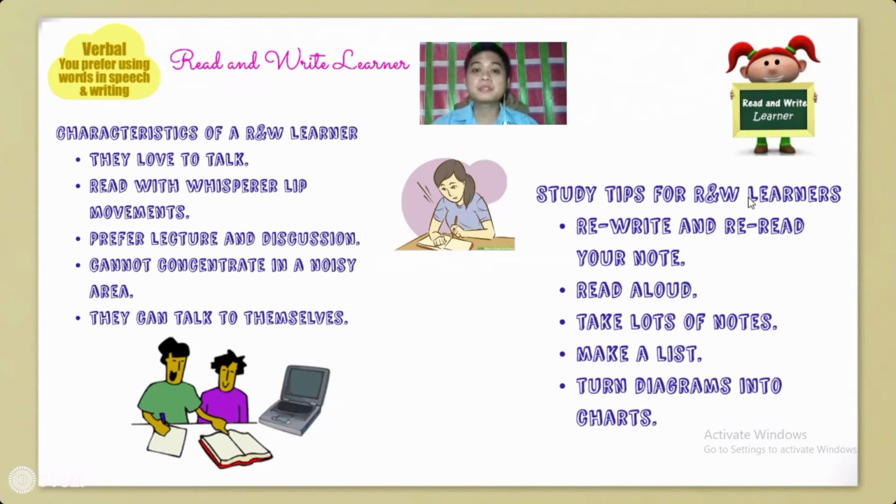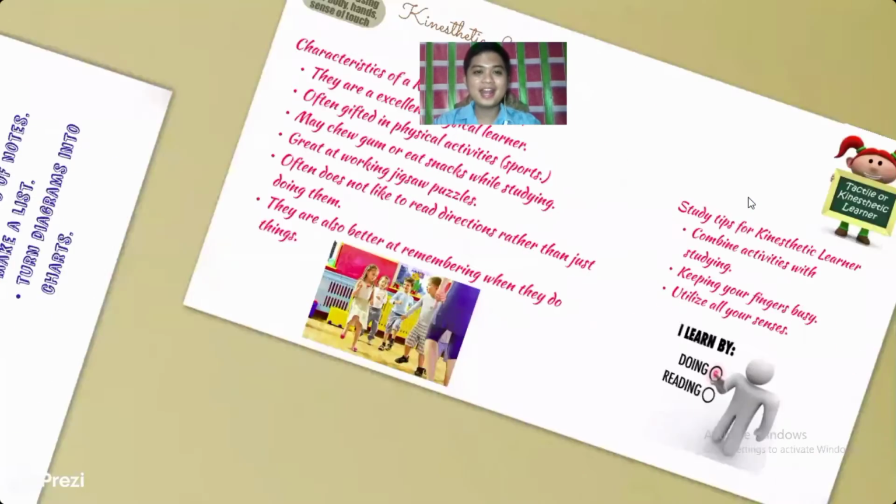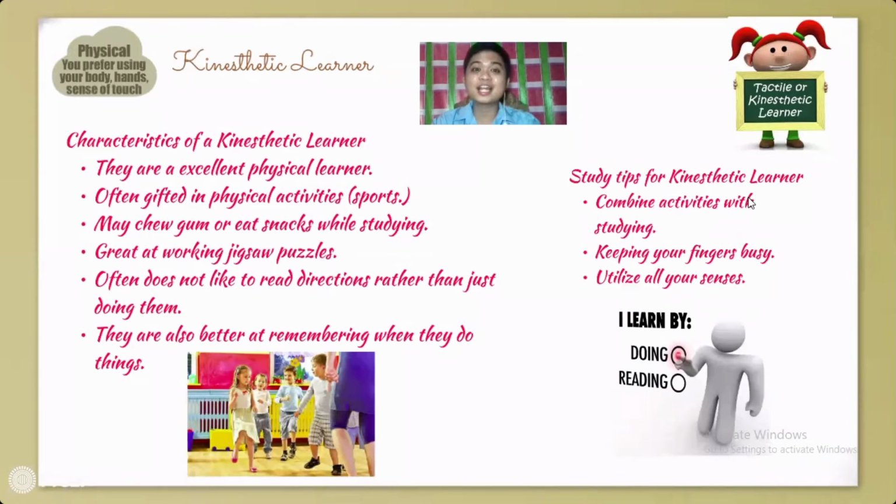They turn diagrams into charts. And the fourth one is the kinesthetic learners. Well, they are excellent physical learners. They are often gifted in physical activities, and mostly they are athletes. They're very sporty, and they may chew gum or eat snacks while studying. So when you see people who are studying in the canteen, those are kinesthetic learners. They cannot study if they do not eat.